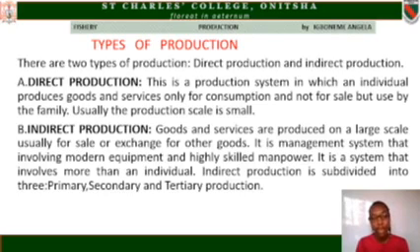Usually, the production scale is small. B. Indirect production. Goods and services are produced on a large scale, usually for sale or exchange for other goods. It is a management system involving modern equipment and highly skilled manpower. It is a system that involves more than an individual. Indirect production is subdivided into 3. They are primary, secondary, and tertiary production.